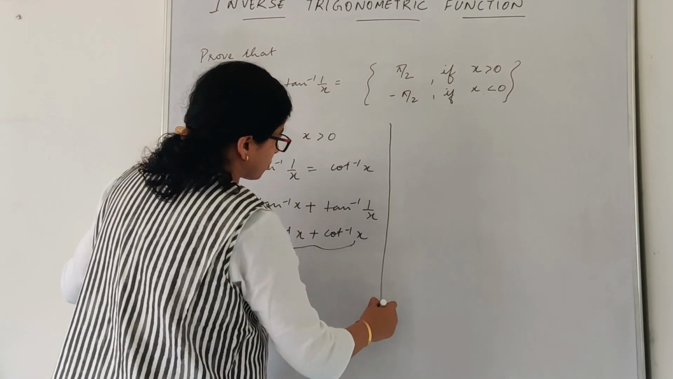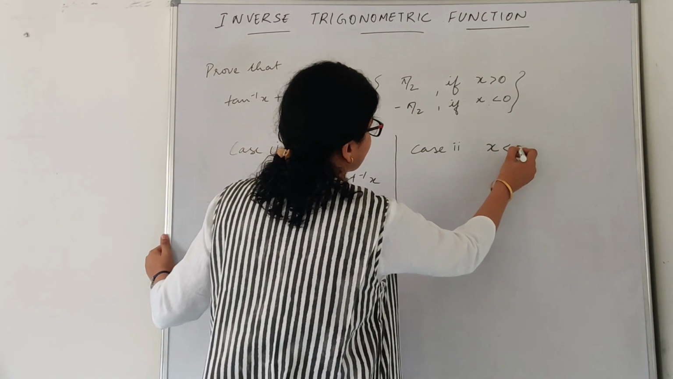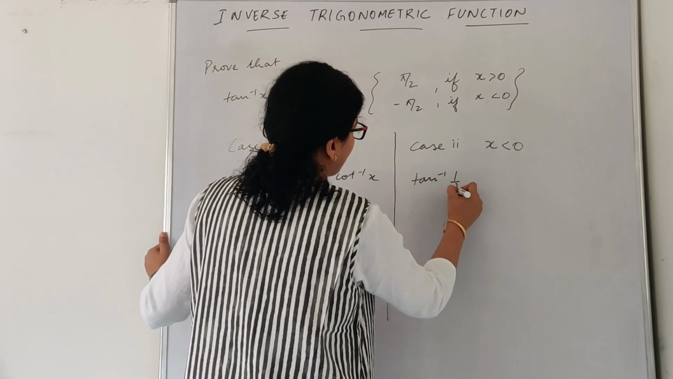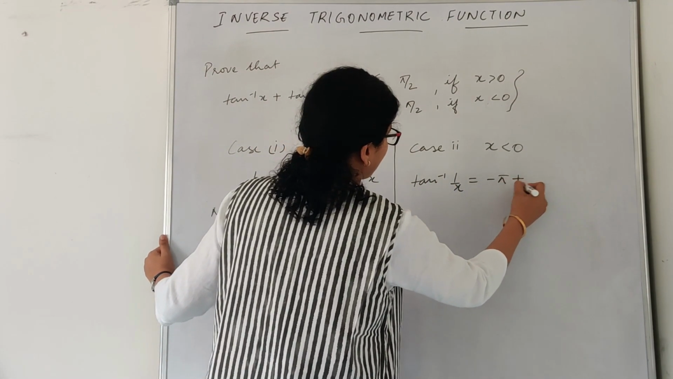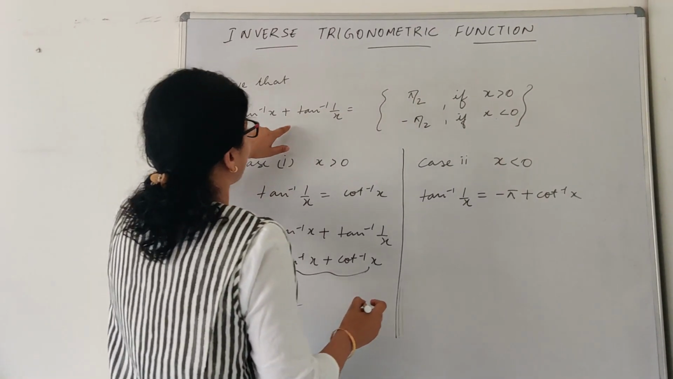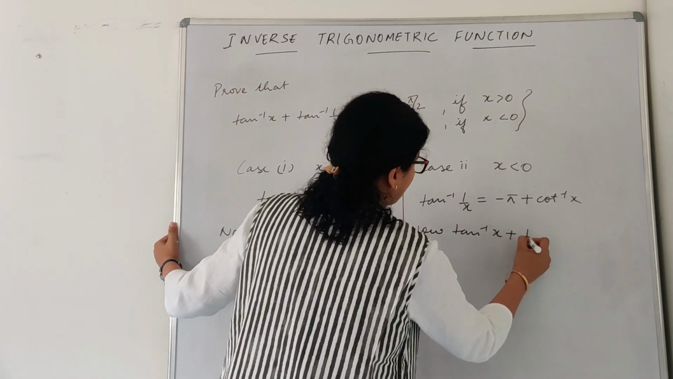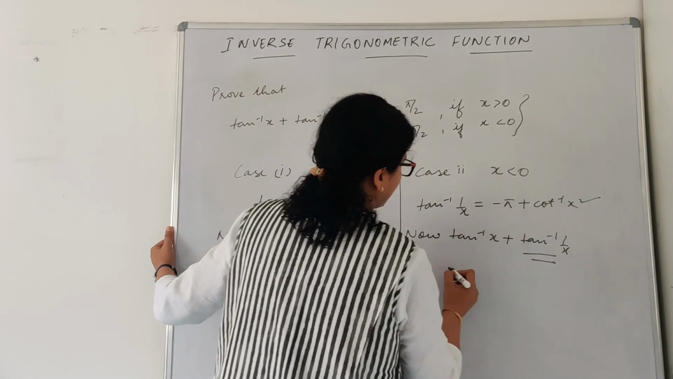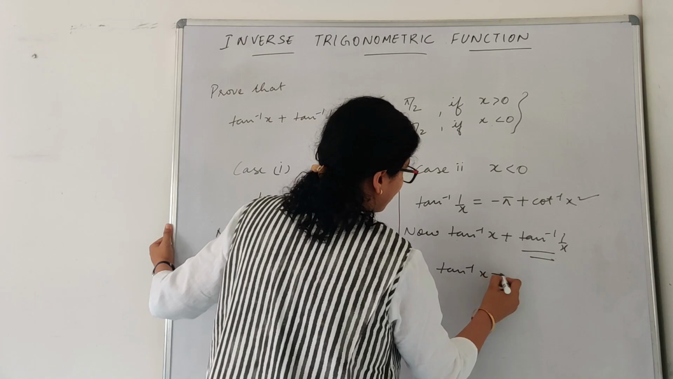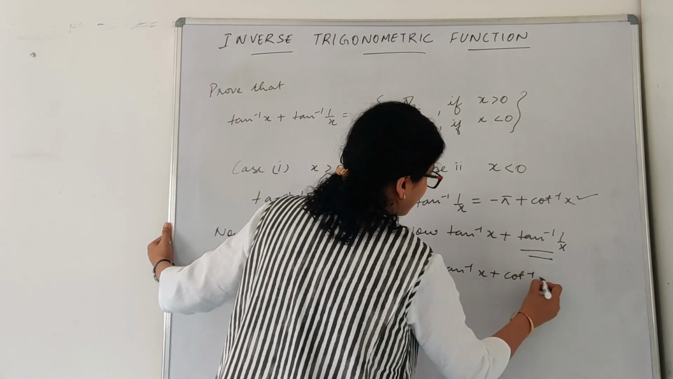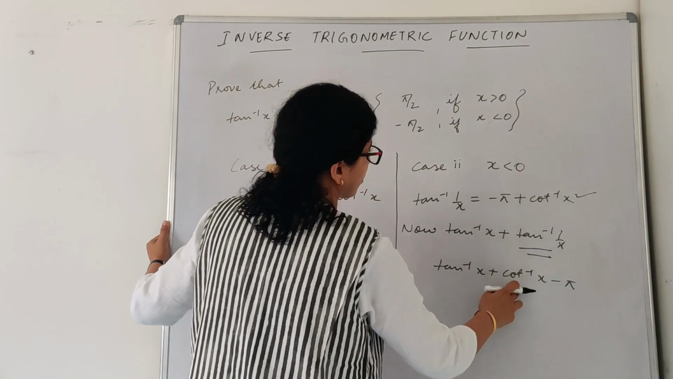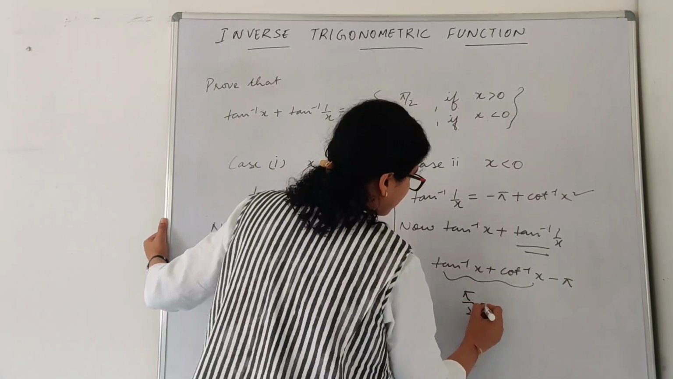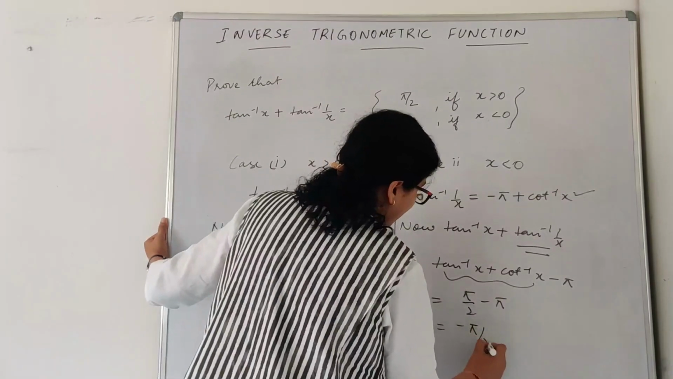Now let us take case 2, when my x is less than 0. So when x is less than 0, tan inverse 1 by x equals minus pi plus cot inverse x. So now tan inverse x plus tan inverse 1 by x can be replaced by this value. So tan inverse x plus cot inverse x minus pi, right? I have written cot inverse x here, minus pi that side. Now this I know is equal to pi by 2, minus pi equals minus pi by 2.